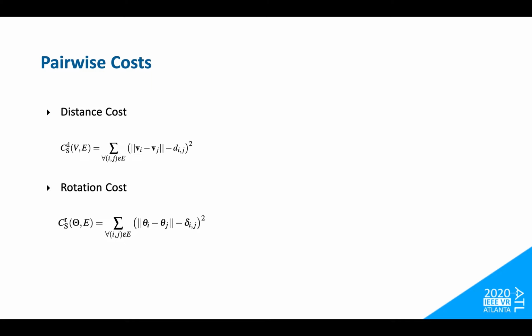Given the list of angle rotations of objects denoted as vector theta, and the pair indices vector e, the pairwise rotation cost is denoted here, where given any pair ij, theta i is the rotation of object i, and theta j is the rotation of object j, and delta ij is the target relative angle between object i and j.